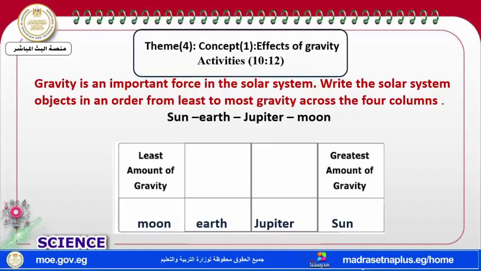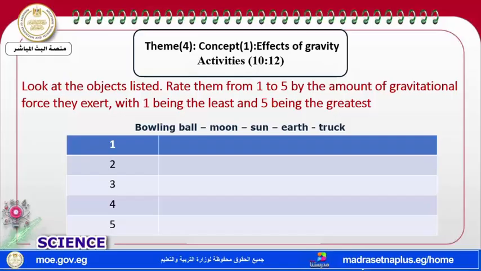Now, let's move to another one. Look at the objects listed and rate them. Rate them, my dear students, from 1 to 5 by the amount of gravitational force. One will be the least, and 5 will be the greatest gravity. Let's start, my dear students.